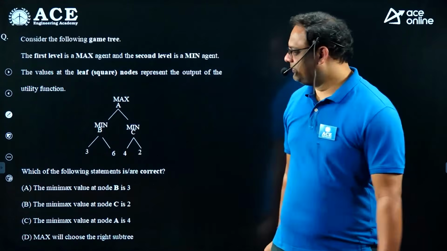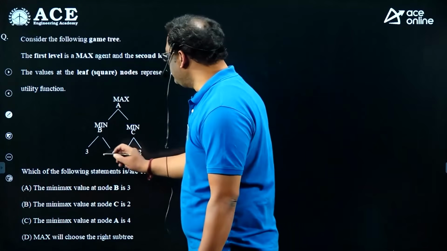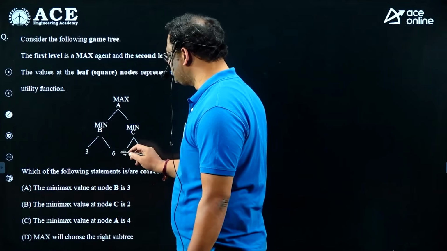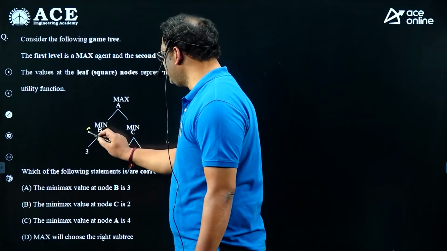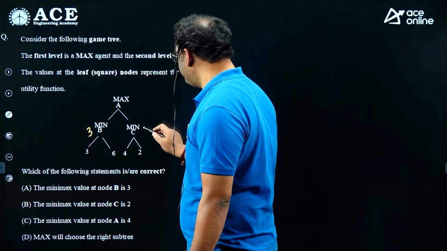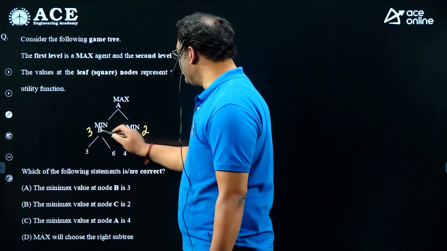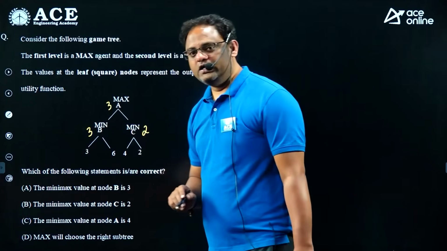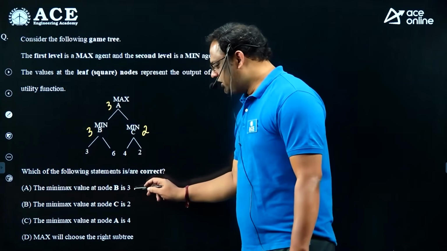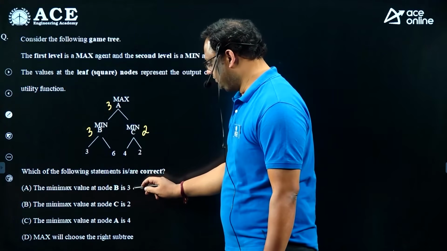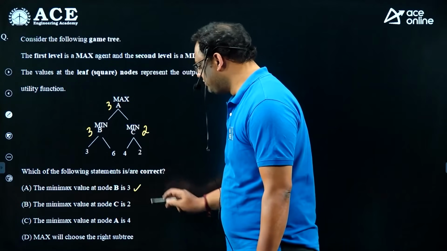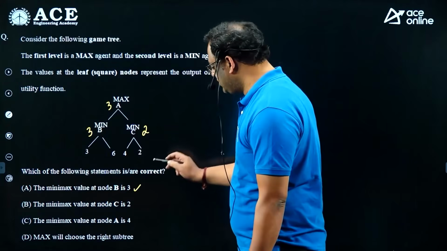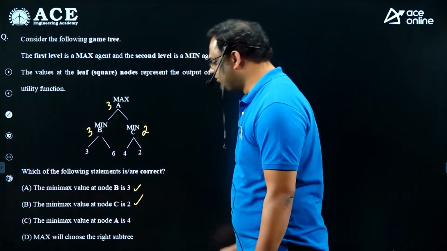So in this game tree, the min value carries from 3 and 6. From these two utility values, the min comes to 3 here. For 4 and 2, the min comes to 2 here. And the maximum of 3 and 2 comes to 3 here. The first statement is, the minimax value of node B is 3. Yes, it is a true statement. And the minimax value of node C is 2. Yes, the second statement is also true.